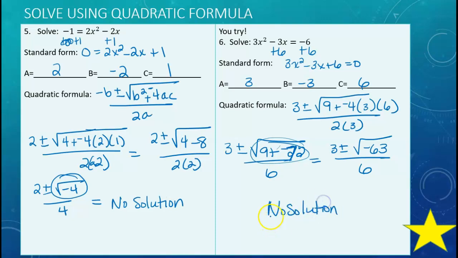All right, in your notes right now, I want you to write two things. I want you to write that the square root of a negative number is going to give you no solution. Make sure that you have that written down so that you're ready for your IP.